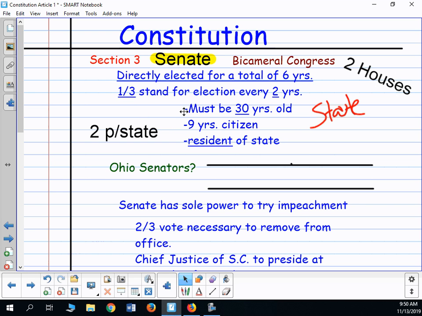Okay, you have to be 30 years old. That's 5 years older than the House of Representatives. 9 years a citizen, and again, a resident of the state. And again, it is 2 people per state. Our Ohio senators are Sherrod Brown and Rob Portman.